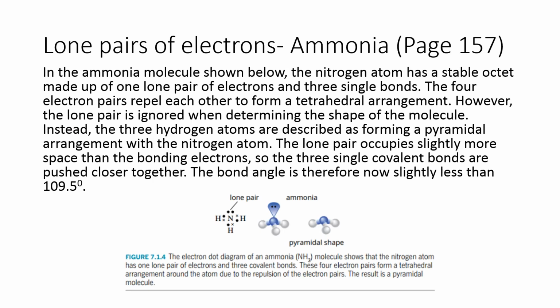Alright, so this is an example for ammonia. It says that in the ammonia molecule shown below, the nitrogen atom has a stable octet made up of one lone pair of electrons and 3 single bonds. The 4 electron pairs repel each other to form a tetrahedral arrangement. So technically saying, you should be able to get the tetrahedral shape.